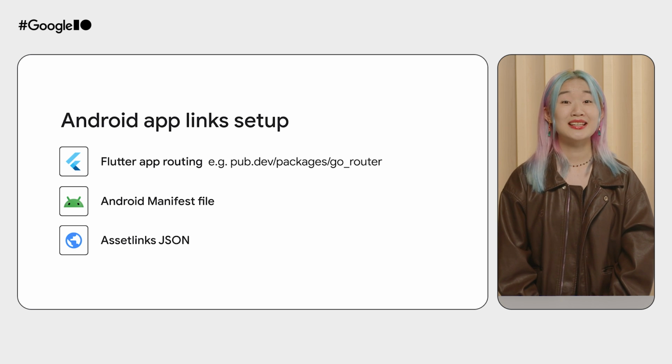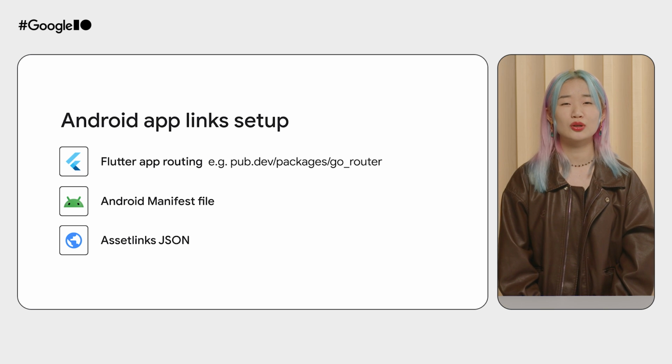Number 3. Asset links JSON file. This file tells the mobile browser which Android application to open instead of the browser. Host it on a web server with the domain you own.